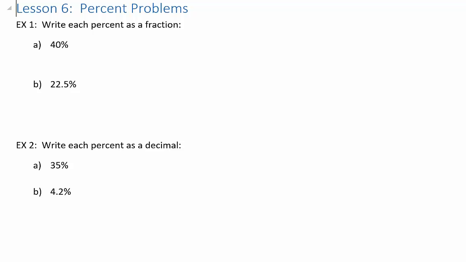Today we're going to go over solving some percent problems. First, the word percent actually means per 100. So the number 40% can be thought of as a fraction. 40% means 40 out of 100. A percent is always a fraction over 100.